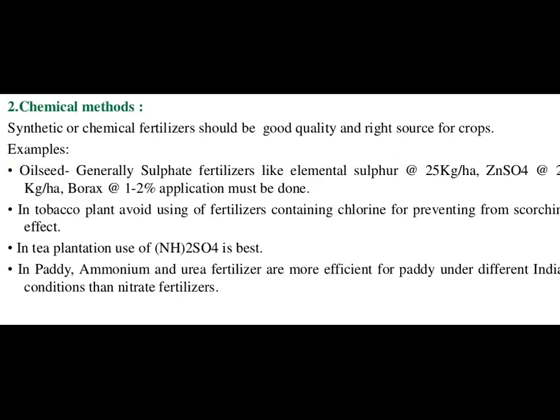Then chemical methods. Synthetic or chemical fertilizer should be of good quality and the right source for the crops. Examples: oil seeds, tobacco. Tobacco plants should avoid fertilizers containing chlorine to prevent the scorching effect. In tea plantation, use of ammonium sulfate is best. In paddy, ammonium and urea fertilizers are more efficient under different Indian conditions than nitrate fertilizers.